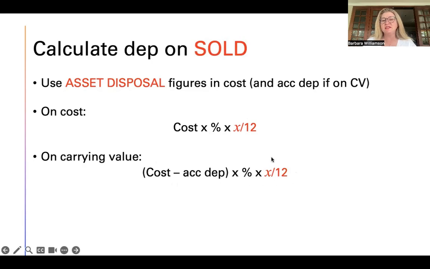And you can pull the percentage and the number of months from your cost account and work out what your sold depreciation would be, and then go and record it in your ACDEP account in the middle of the year on the date of sale.